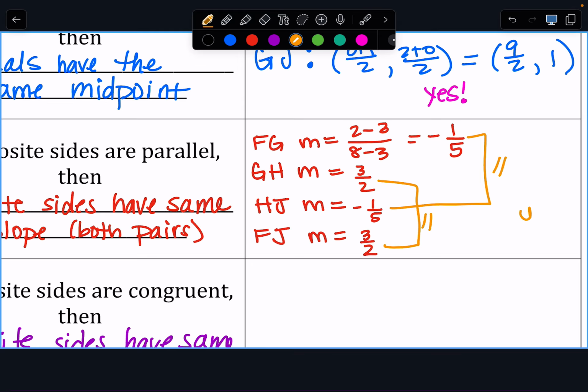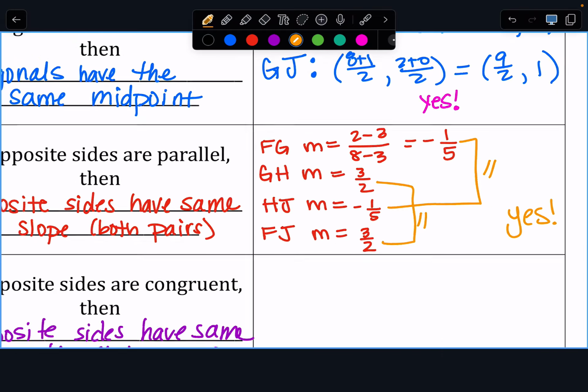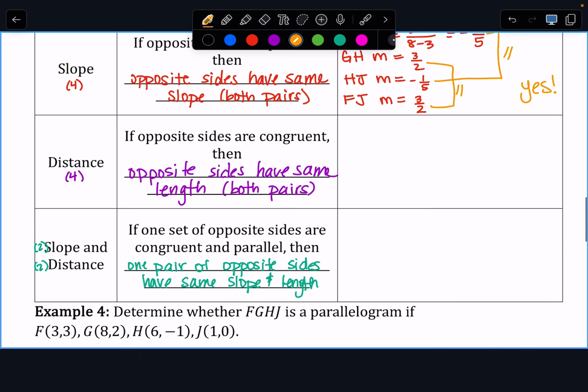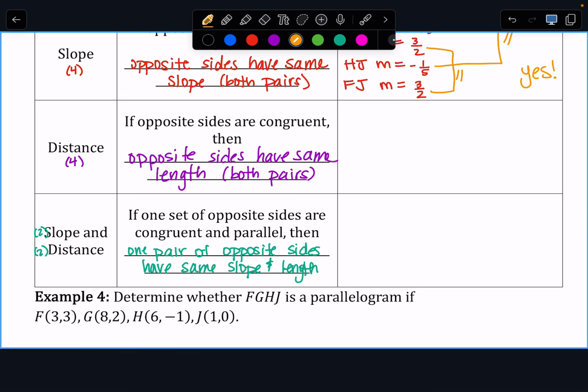So it is congruent, or not congruent? We have a parallelogram. Oh, that's cute. All of them are going to be parallel. I know. We know it's a parallelogram. I know. But I wanted you to see what it looks like. Is that fair? Okay.